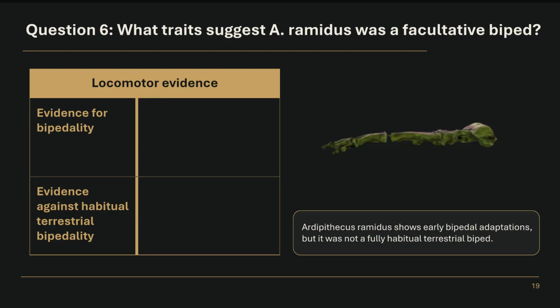So now's your chance to weigh in on the debate. What traits suggest Ar. ramidus was a facultative biped? I will give you 40 seconds to decide on your answer.